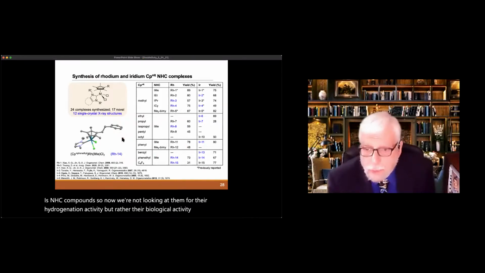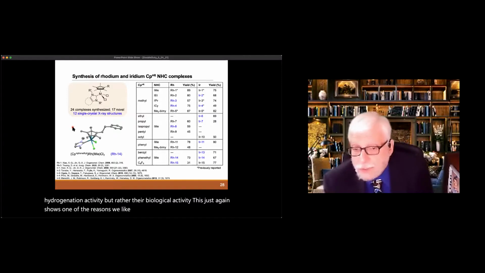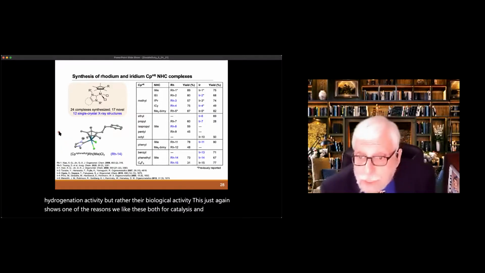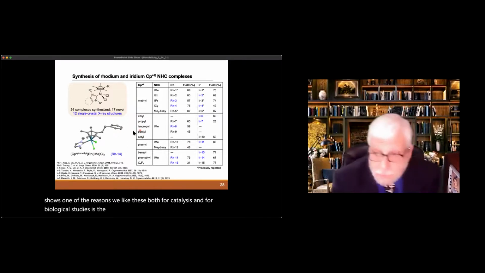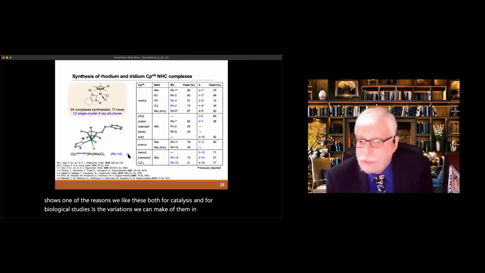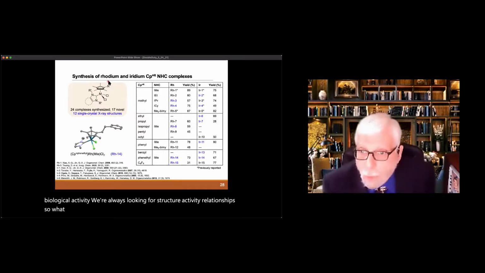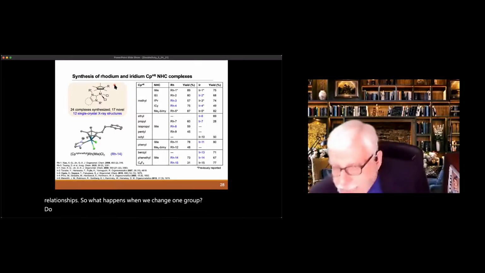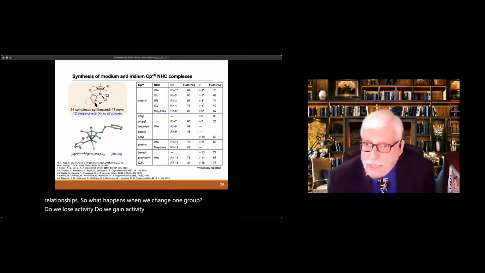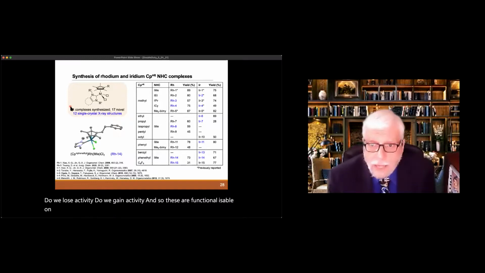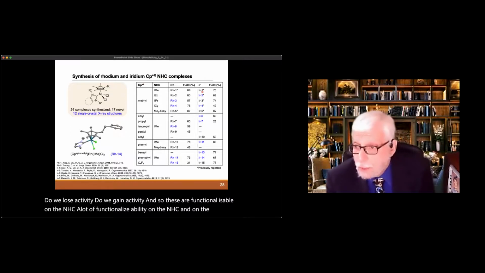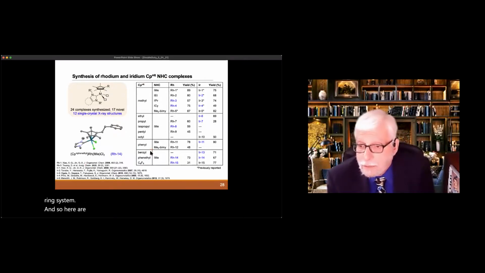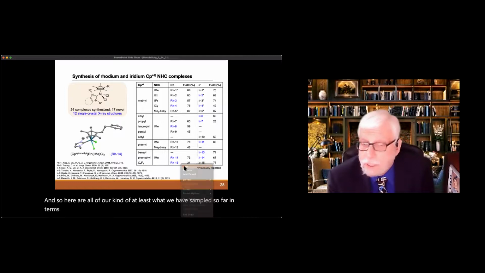This again shows one of the reasons we like these, both for catalysis and for biological studies: the variations we can make of them. Especially in biological activity, we're always looking for structure-activity relationships. So what happens when we change one group? Do we lose activity? Do we gain activity? These are highly functionalizable on the NHC and on the ring system. And here is what we have sampled so far in terms of activity and functionalizing.